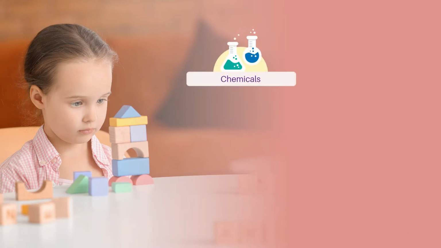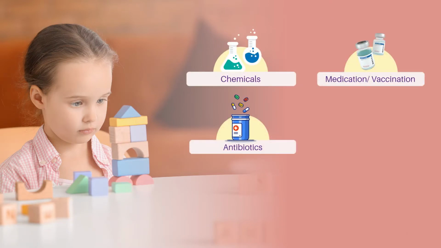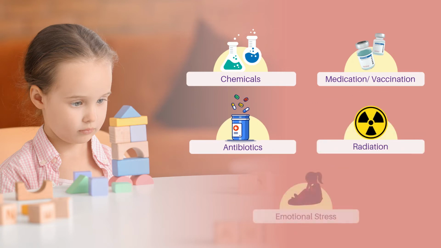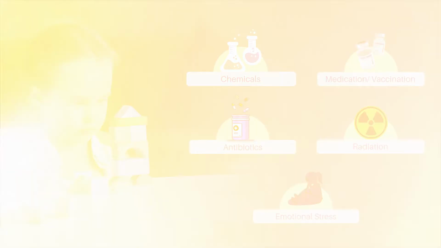Was the child being given some chemicals? Was the child being given some medications? Was the child being put on some antibiotics? Was the child exposed to some radiation? Or was there any emotional cause in the child which triggered the brain to stop the synapse pruning and the child to start developing into symptoms of autism?